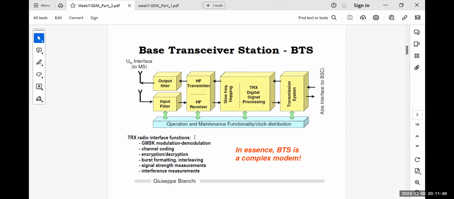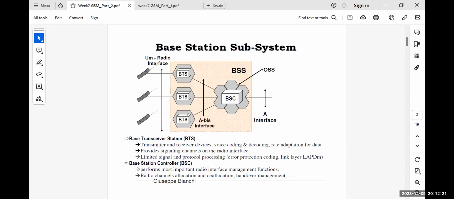The transceiver radio interface functions do the modulation and the demodulation process. So in a sense, you can say that BTS is a complex module that performs the operation of modulation and demodulation, right? Gaussian minimum shift keying is the type of modulation that it performs. The channel coding, encryption, decryption, interleaving, signal strength measurements, interference measurements, all of these things are basically the responsibilities of the BTS.